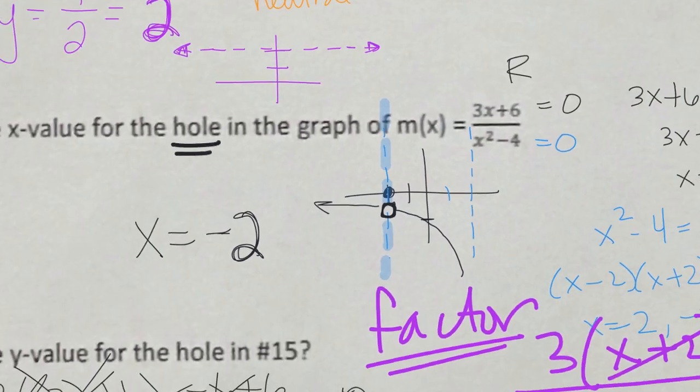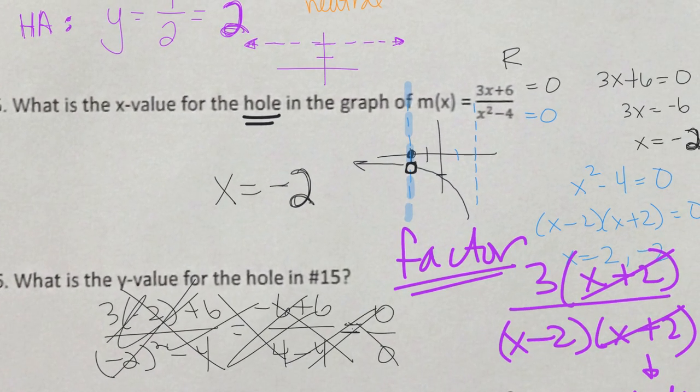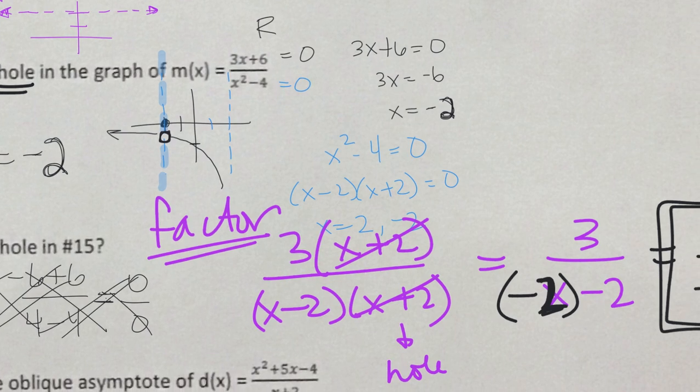So if you want to find out what the y value is, we factor your rational equation. We divide the things that can divide, in this case the x plus 2. And then you plug in that hole value, the hole at negative 2, into your new equation. And that will tell you where the y value of that hole is going to be.